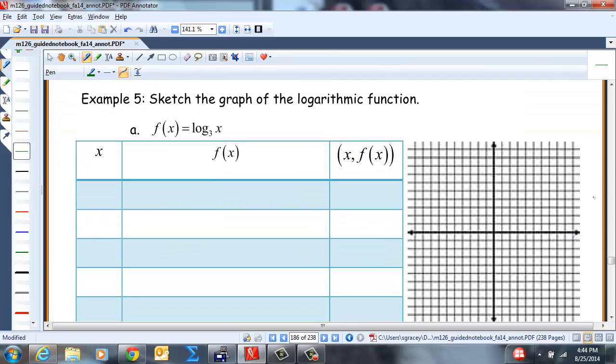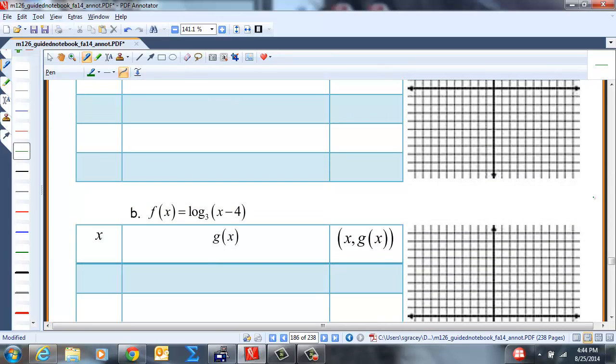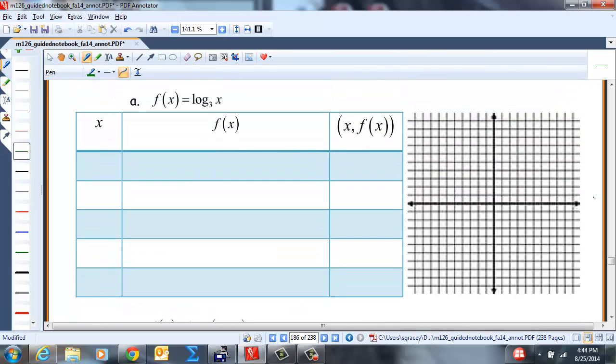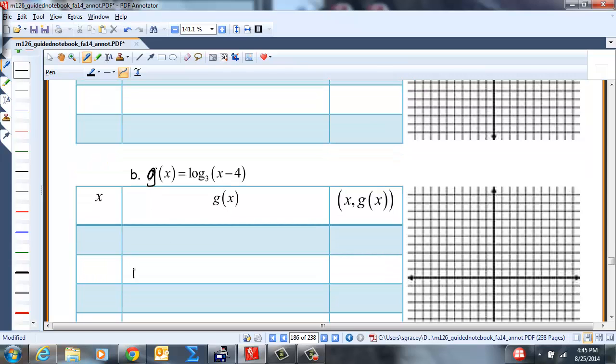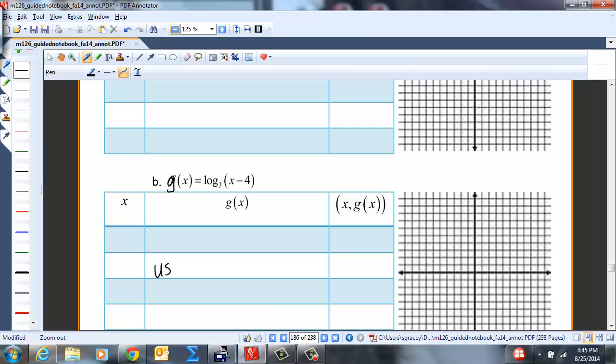Okay, so this one, I had set it up where we'd be plotting points, but I think for graph B, we'll use transformations. So let's go ahead. I meant to rename this g of x here, and we're going to use transformations.